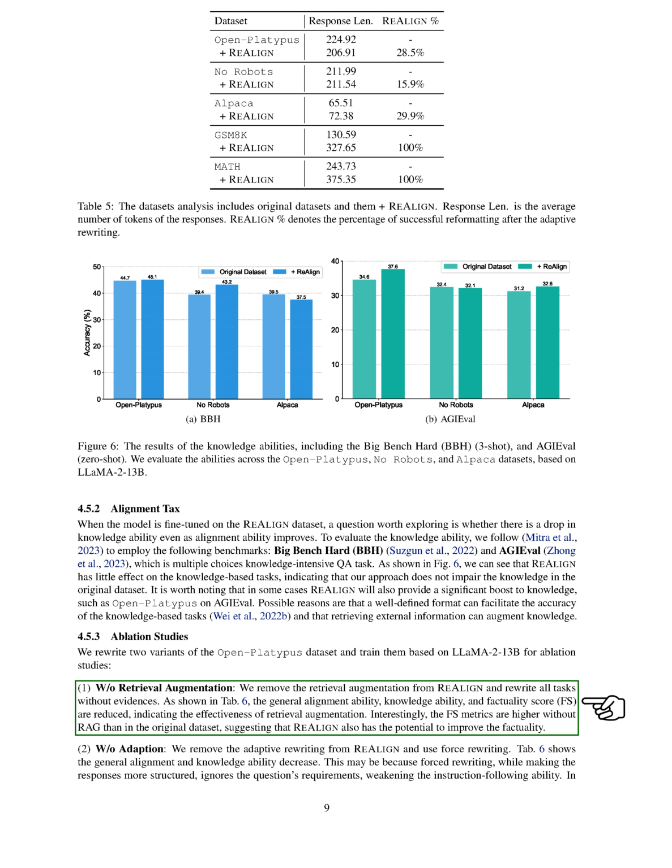In our second variation, we eliminate the adaptive rewriting feature from REALIGN and instead apply a forced rewriting approach. The table indicates that this change leads to a decrease in both general alignment and knowledge ability. This outcome likely arises because forced rewriting, despite making the responses more structured, fails to take into account the specific requirements of the question, thereby diminishing the model's ability to follow instructions. However, we noticed an increase in the factuality score, which could be due to forced rewriting generating a larger volume of realigned data. This increase in data volume introduces more retrieved knowledge, potentially enhancing factuality.